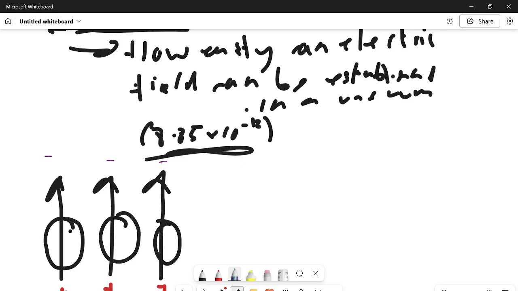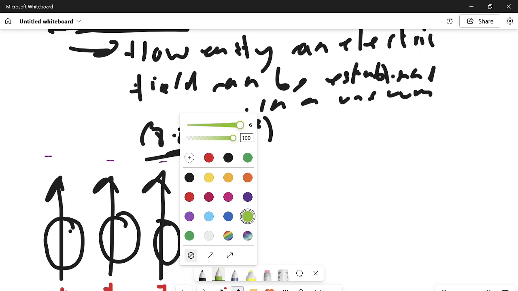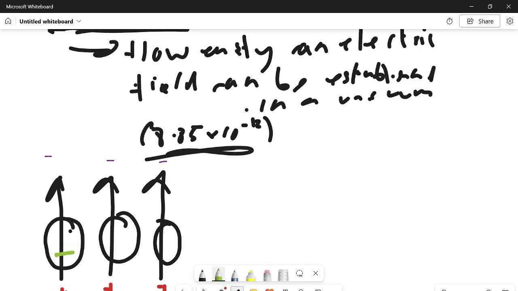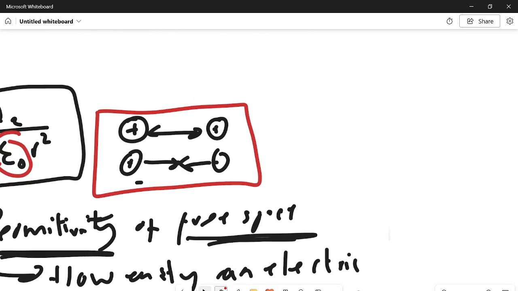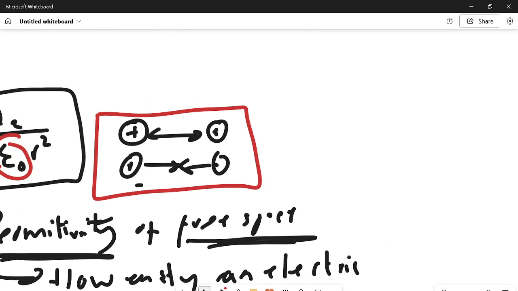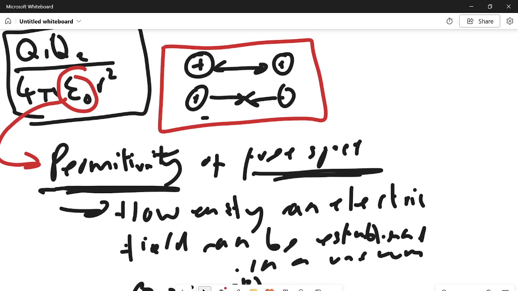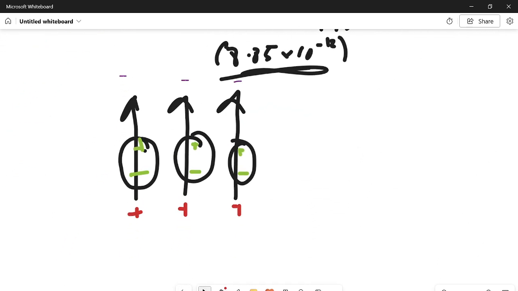I'm trying to find a new color. Is that all the colors I have? Wait, no. Okay. They'll align themselves so that they face the other way. And this is because, like we talked about up here, like charges repel and unlike charges attract. So of course they're going to align themselves. The negative will be attracted to the positive, and the positive will be attracted to the negative. So it makes sense.